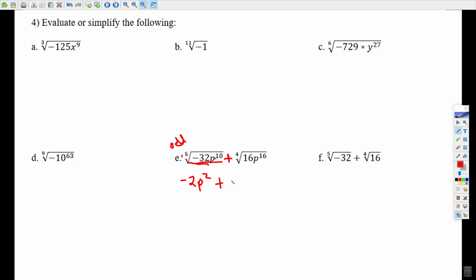4th root of 16 is the number 2, I believe. And then how many times does 4 go into 16? 4, 8, 12, 16, that'd be 4. And the question is, can we put these two things together if they have different powers? No, you can't. That's your answer, unfortunately. You do the same thing with part F, which is the exact same problem without any variables.